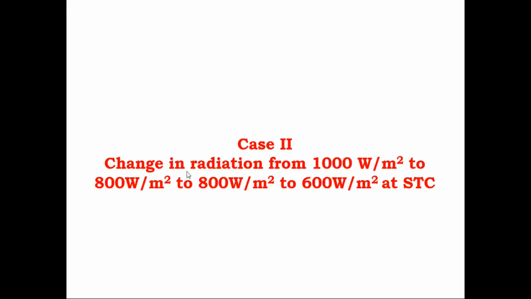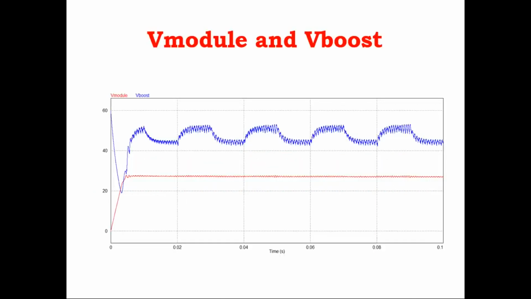Now the next case: if you reduce the radiation, that's what we've done for that perturbation, 1000 watt per meter square to 800 watt per meter square, we can change it from 800 watt per meter square to 600 watt per meter square at STC, meaning your temperature is still 25, there is no change in temperature, only radiation has been changed. Remember, this is at STC; in case 1, from 1000 watt per meter square to 800 watt per meter square, you have checked. Why? Because the perturbation has to be introduced, otherwise the algorithm cannot suitably work.